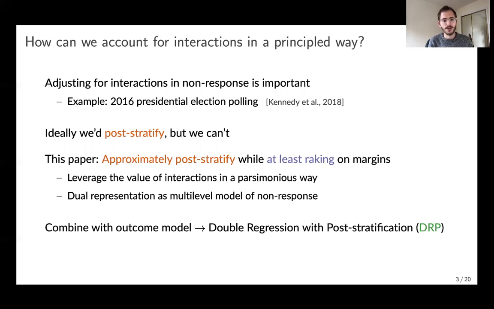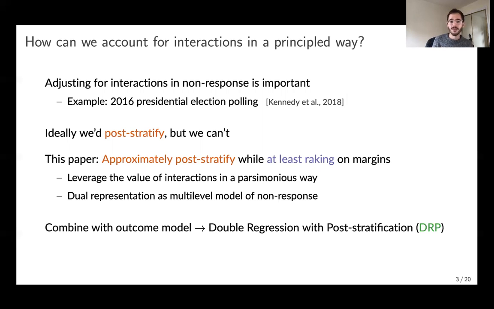So in this paper, we propose two things. First, we propose a calibration weighting estimator that approximately post-stratifies while at least raking on the margins. What this allows us to do is to leverage the value of these interactions in a way that doesn't involve ad hoc cell concatenation and so on. And also, this optimization problem has a dual representation as fitting a multi-level model of non-response where we partially pool higher order interaction terms in this non-response model.